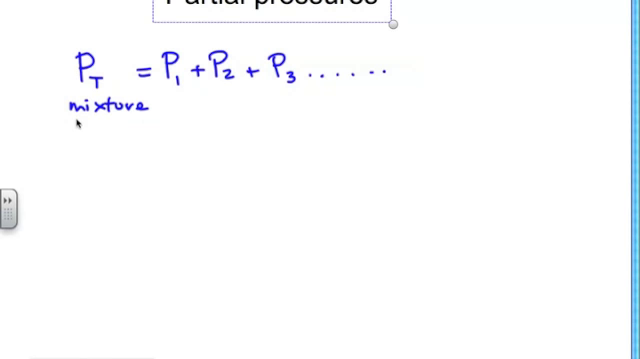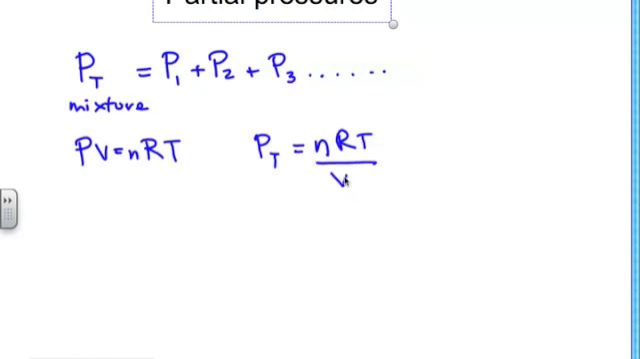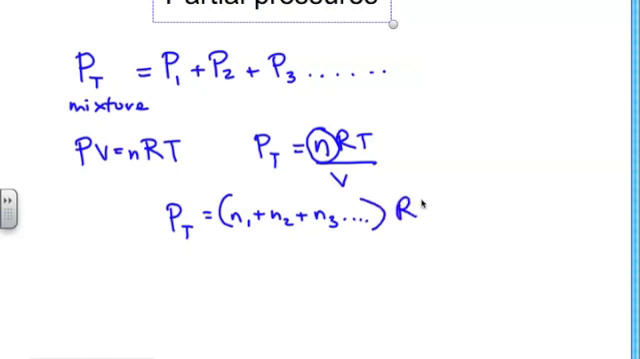Well, if we look at some of the other relationships that we know, according to our ideal gas equation, the total pressure should equal the number of moles times RT over V. So we could also break this down into pieces, like the total pressure should equal (n1 + n2 + n3 + so on) multiplied by our ideal gas constant, temperature, and volume. So we can even simplify that even more.